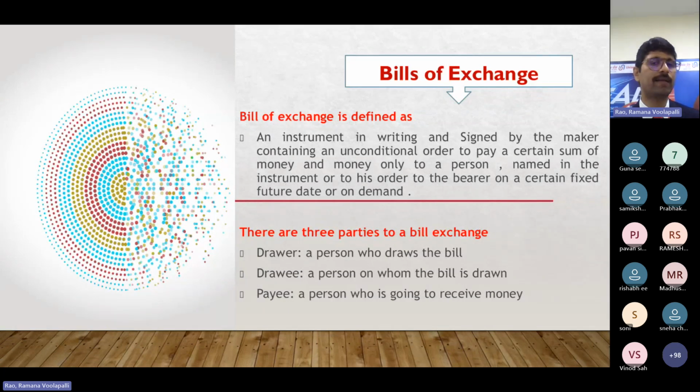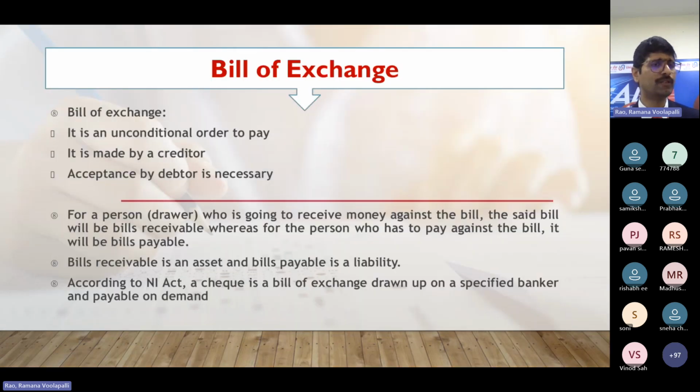There are 3 parties to the bill of exchange: drawer, drawee, payee. The drawer is the person who draws the bill. The drawee is the person on whom the bill is drawn. The payee is the person who is going to receive the money. So these are the 3 parties that are generally there in the bill.